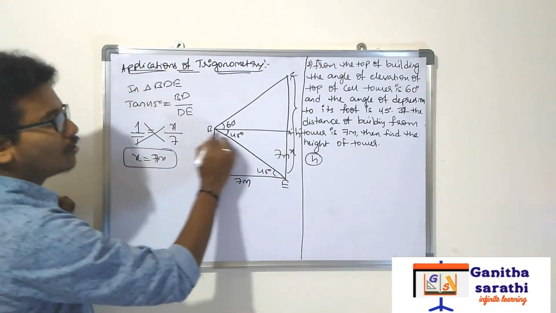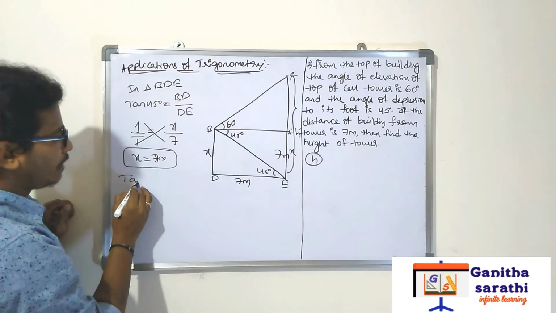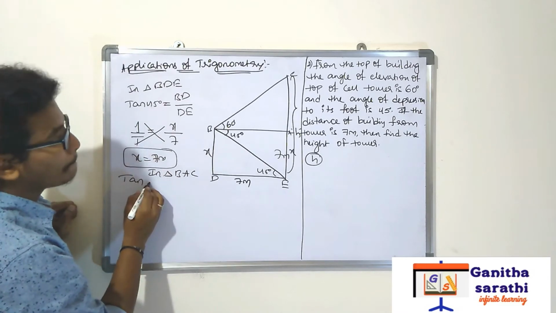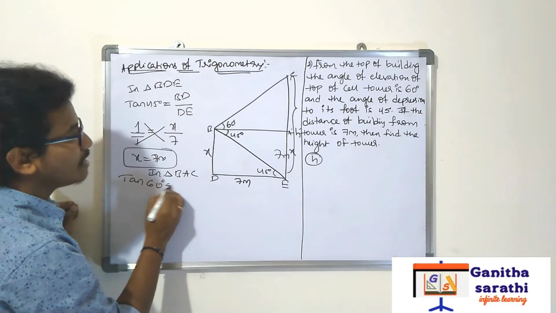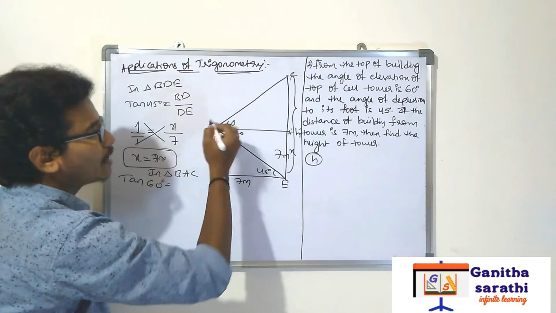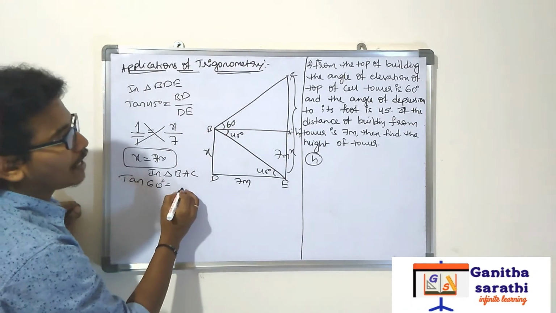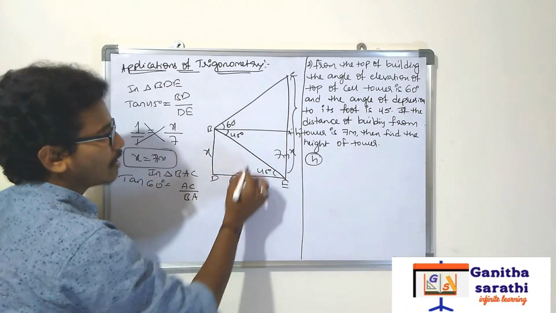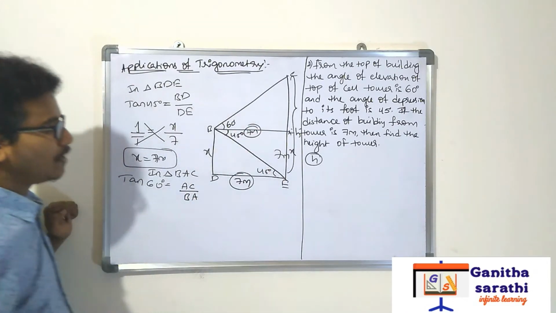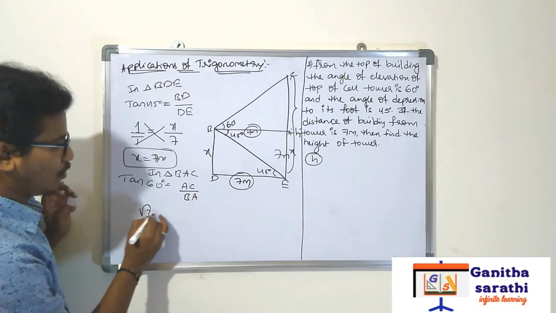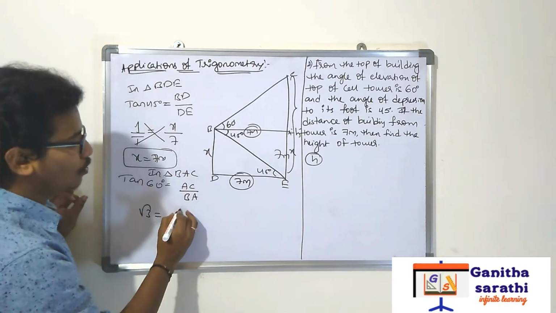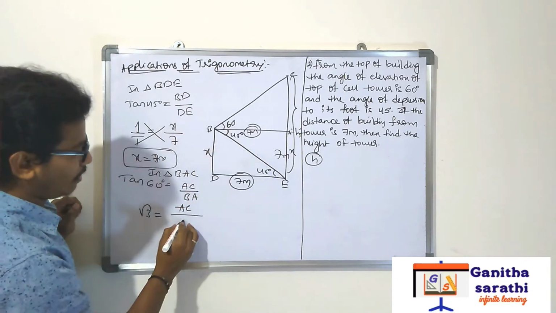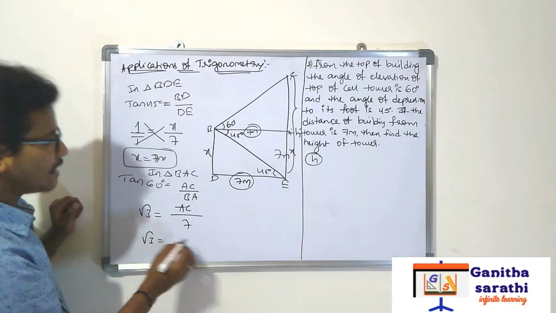Now move on to this triangle. In triangle BAC, tan 60 degrees. Tan 60 is equal to the opposite side by the adjacent side. What is the opposite side? AC, by the adjacent side BA or AB. BA value is nothing but 7. Tan 60 value is root 3, equal to AC by 7. We don't know the AC value. BA value is 7. Now how will we write the AC value?